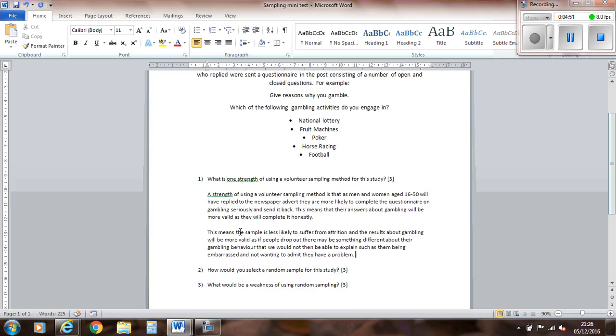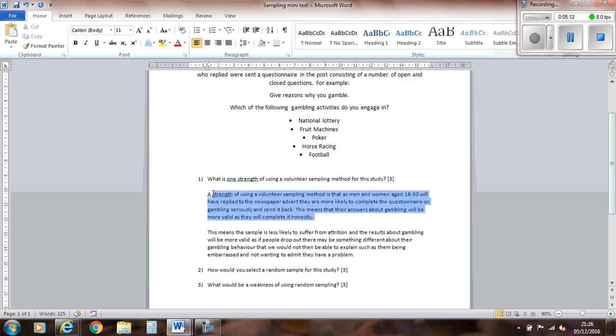Okay, so I've put that there because that ending would go in place of this one, so you can have two different endings. So this means the sample is less likely to suffer from attrition. The results about gambling will be more valid, as if people drop out, there may be something different about their gambling behaviour that we would not then be able to explain, such as them being embarrassed and not wanting to admit they have a problem. So either ending is fine.